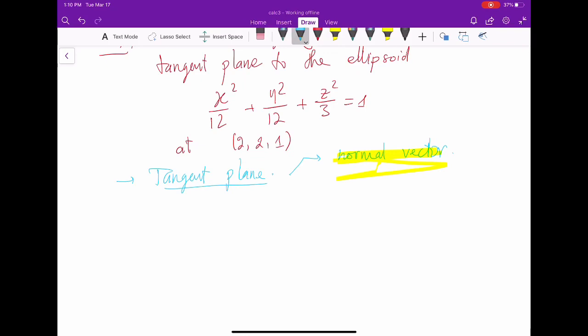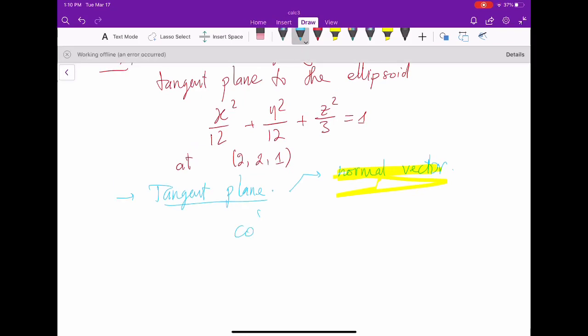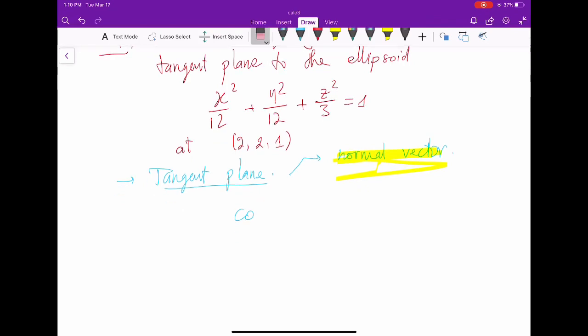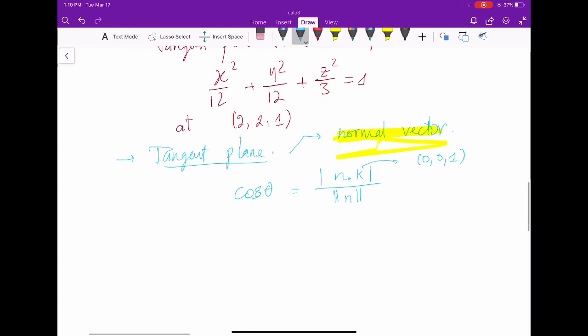Why? Because we know the angle: cosine of theta is just the absolute value of the normal vector dot product with k, and k is just (0, 0, 1). Don't forget that. Divide by the norm of n. So we don't have to find the tangent plane, we just need to find the normal vector, right?